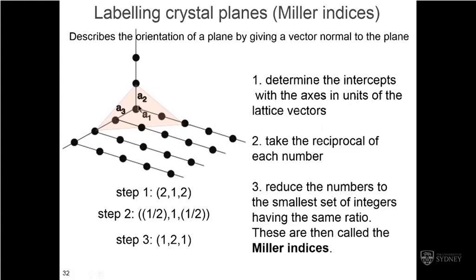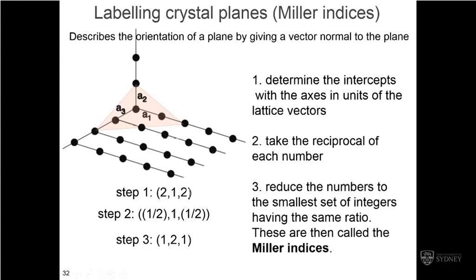Okay, so let's look at this one here along the x-axis, if you like, the A1. So 1, 2. It cuts at 2 in the A1 direction. In the A2 direction, it's just 1. And in the A3 direction, it's 2. So step 1, in the X, Y, Z, or A1, A2, A3 directions, we have 2, 1, and 2.